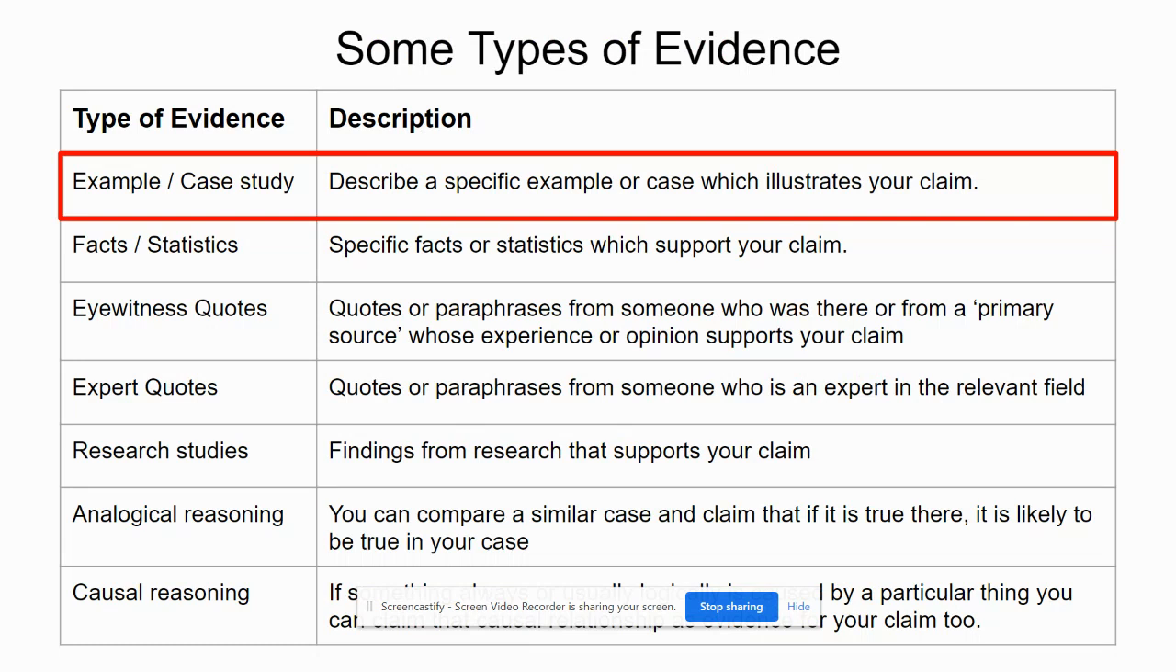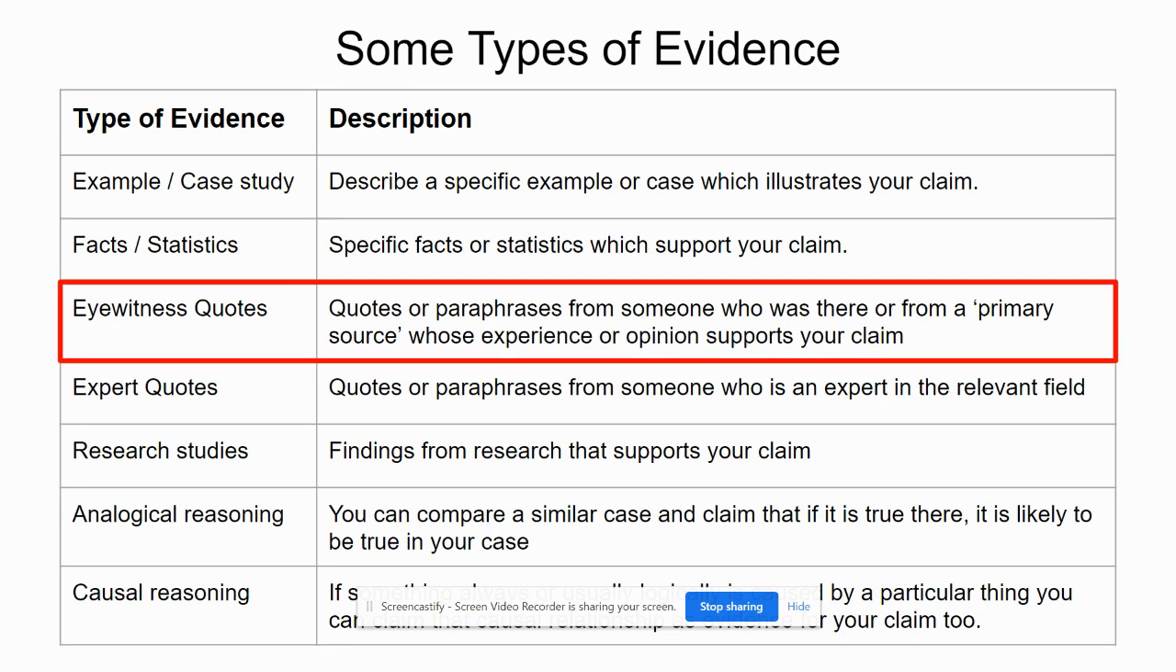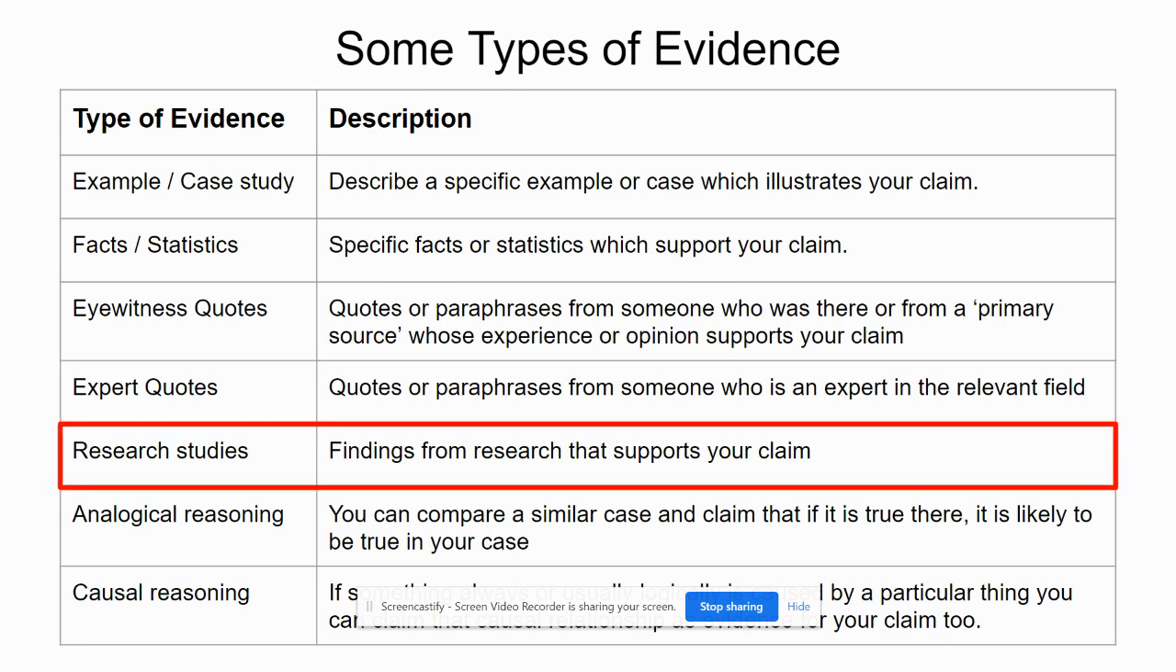We could use examples or case studies which illustrate our claim. We could use some facts or statistics to support the claim. We could quote from an eyewitness, or we could paraphrase an eyewitness, somebody whose experience really supports what we're trying to claim. We could find a relevant expert in the field and quote or paraphrase what they have to say. We could search out some research studies where the findings support our claim.